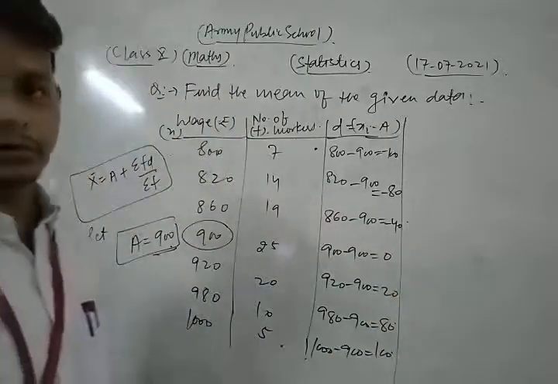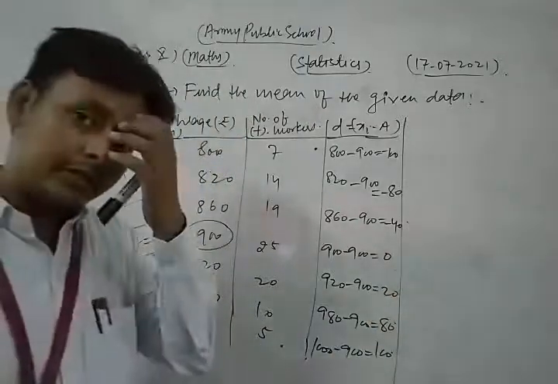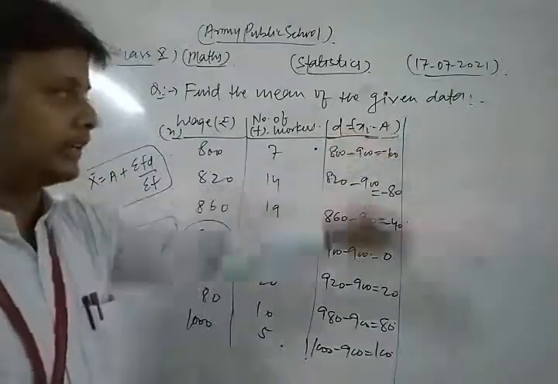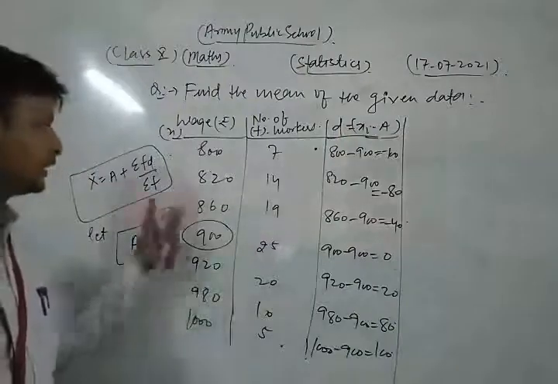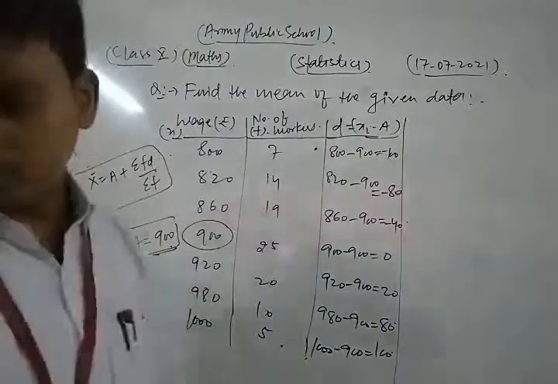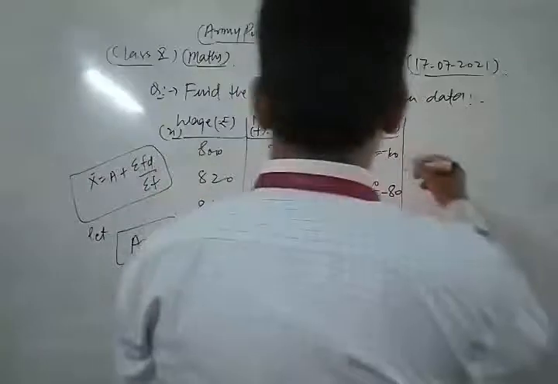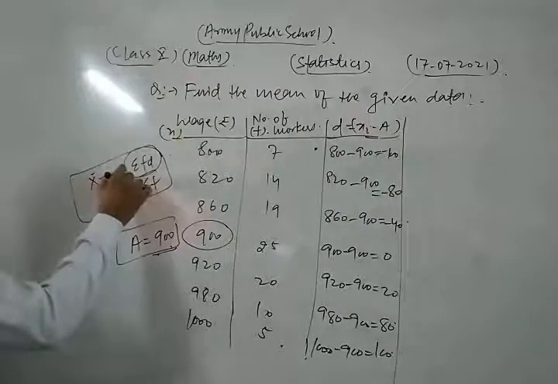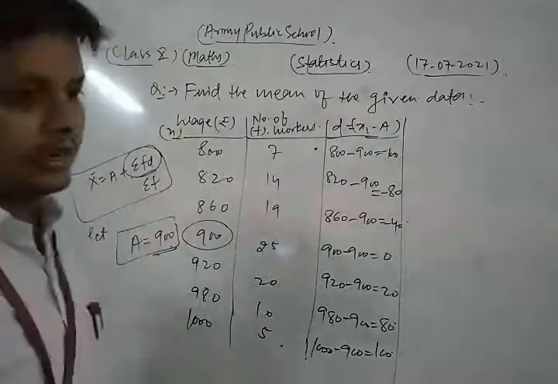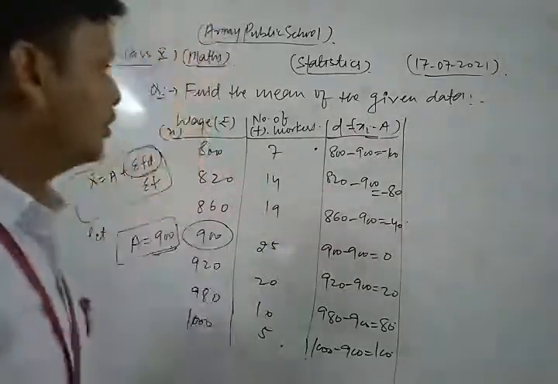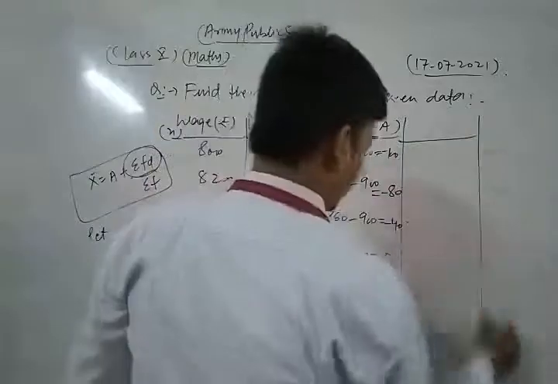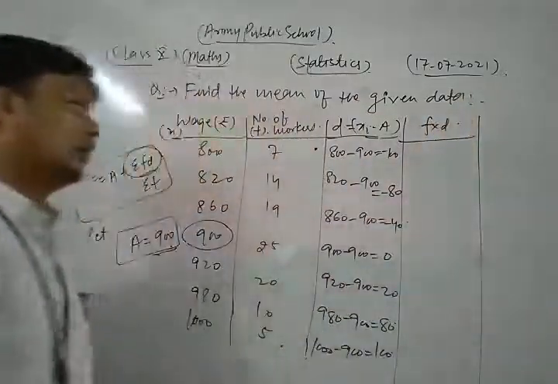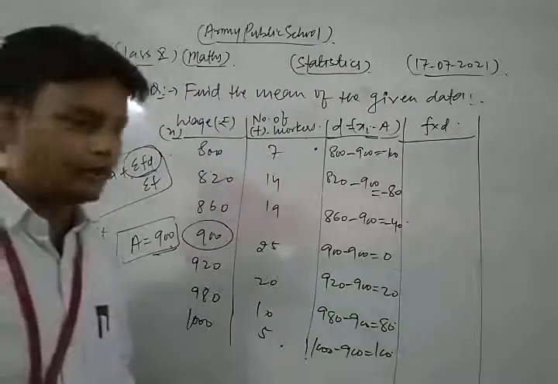In this way, first we find the value of d, the deviation, which we calculate with the formula each xi minus a, where a is the assumed mean taken in variable x. Now the next column is f into d, because we are finding sigma f into d, the sum of the products of frequencies and their corresponding deviations. So we prepare another column for finding the value of f into d.